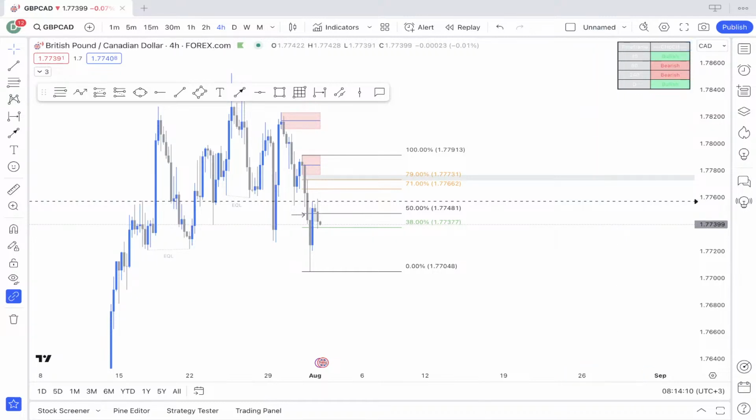And yeah, on that note, we'll end today's Forex analysis right here.